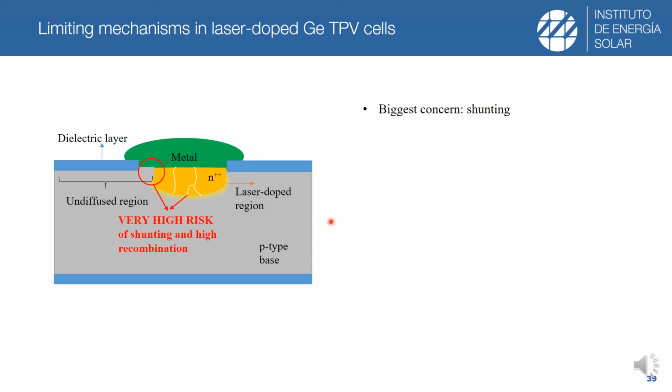And this is especially likely to happen in the case of using a Gaussian profile, such as the one we are actually using. Nonetheless, there are some potential solutions to improve these shunting and recombination problems. For instance, the use of a beam shaper, which allows us to transfer the Gaussian beam profile to a top hat energy distribution, which means that a more homogeneous doping could be achieved.